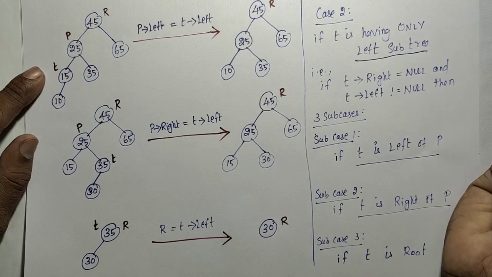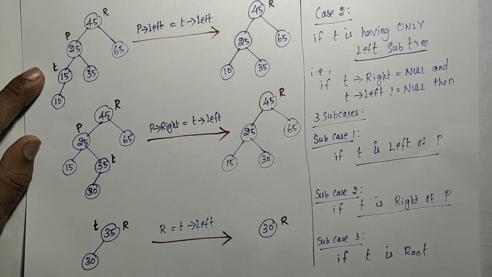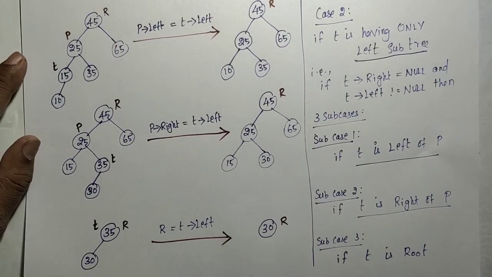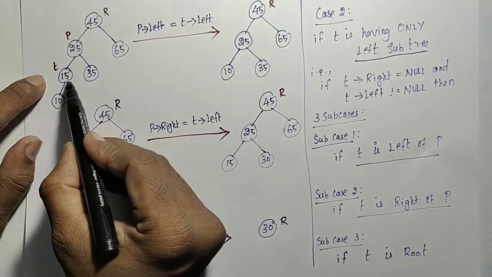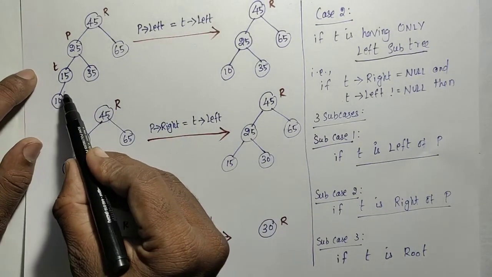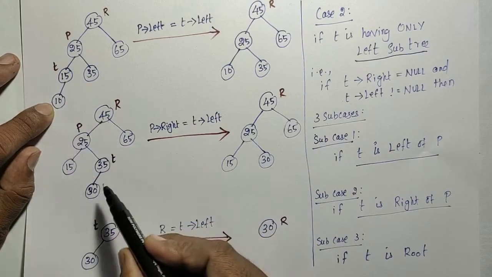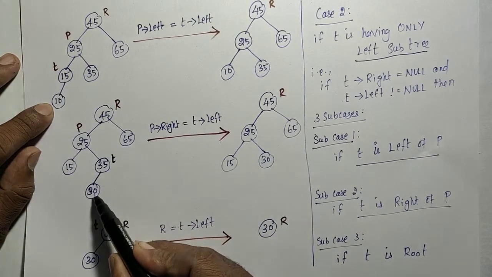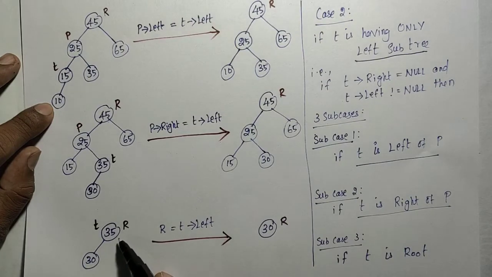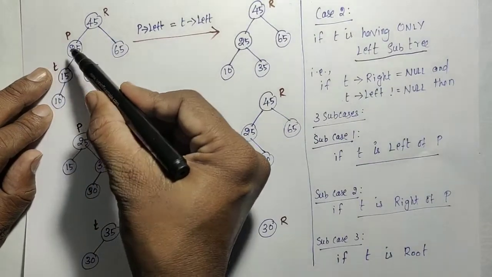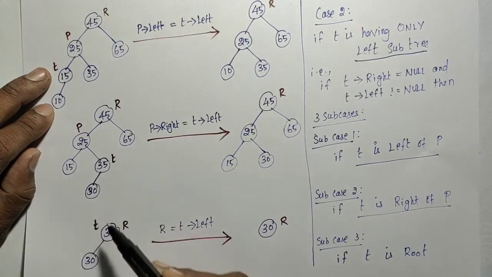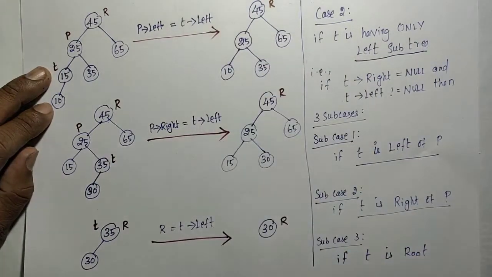Only the left subtree means right equal to null, and left is not equal to null. Left is having some node, some subtree. So this is case 2. See here all these 3 cases. This is t, the node to be deleted. In each, t is having only the left subtree. But here the t is a left of the p, here the t is the right of the p, and here t is the root. So 3 subcases. That's all.